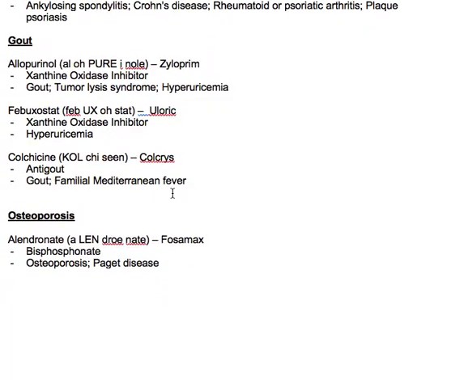All right, so next class is for gout. There are three drugs: allopurinol, brand name Xyloprim, and then febuxostat, or brand name Uloric, and the final one is colchicine, or brand name Colcrys. So allopurinol and febuxostat, they are both considered xanthine oxidase inhibitors, and xanthine oxidase is an enzyme that converts hypoxanthine to xanthine to uric acid. So basically, this enzyme will increase the level of uric acid by converting them finally to uric acid. So by inhibiting this enzyme, we're hoping to lower the level of uric acid. So they are both used for gout or hyperuricemia.